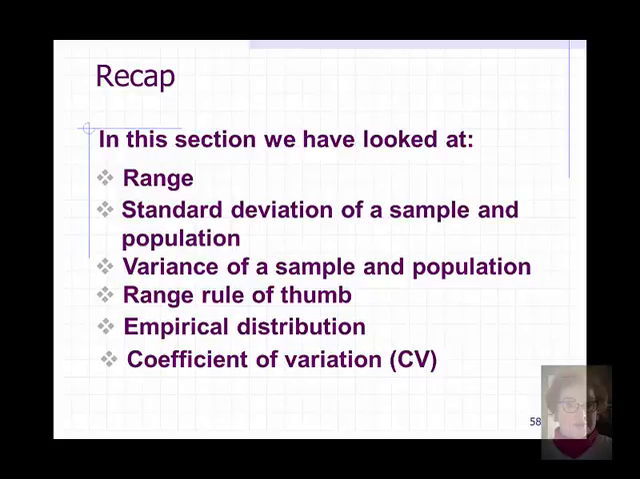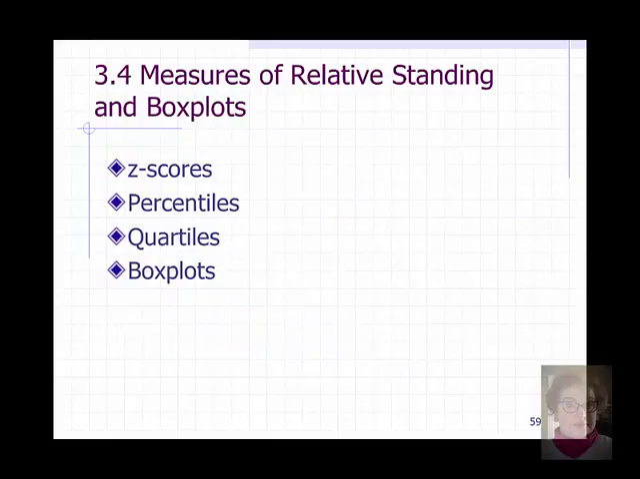In the next section, we're also going to talk about things that help us compare individuals or scores from very different distributions, and those are called z-scores. Then we're going to talk about percentiles, where we take our data and we divide it into 100 equal parts. We're going to talk about quartiles, where we take our data and divide it into 4 equal parts. And then using quartiles and the range, we will make box plots.